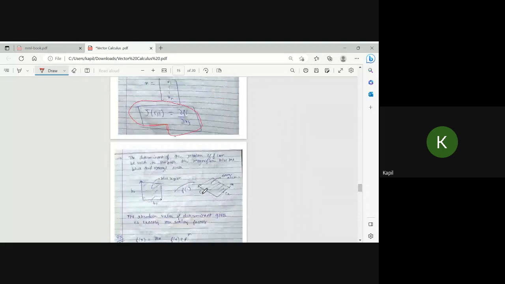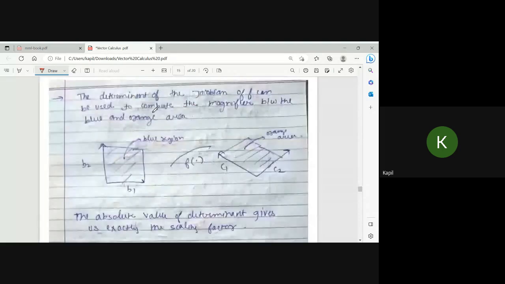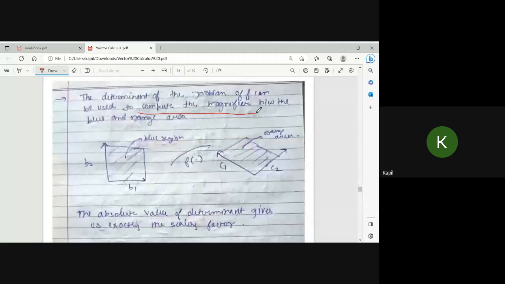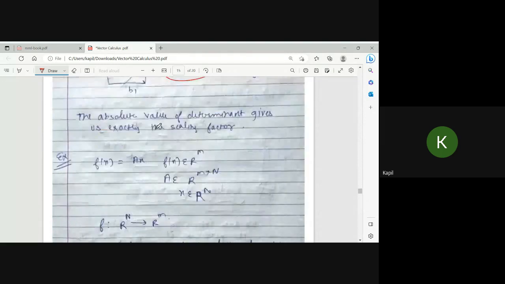Now, the determinant of the Jacobian of a function can be used to compute the magnification between two areas. Let us say this is the blue area and this is the orange area. The blue area has dimensions b1, b2, and the other has c1 and c2. So it tells us the magnification of the area, that means area and volume, that is, the volume of region 2 upon region 1. We use this kind of thing in the Jacobian. The determinant of the Jacobian will give us the magnification of two areas. So the absolute value of the determinant gives us the scaling factor.